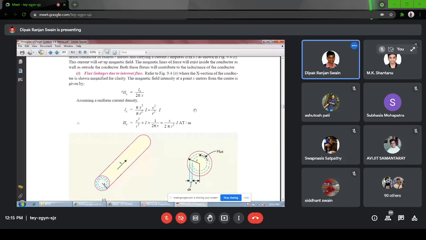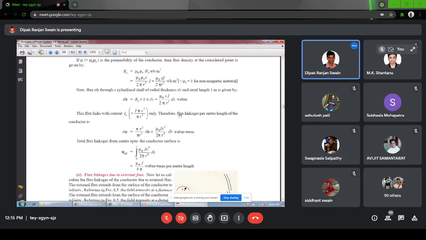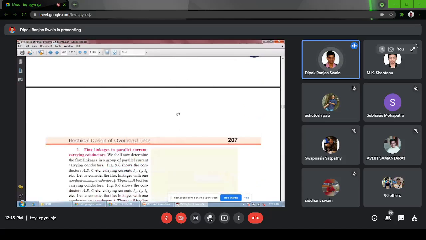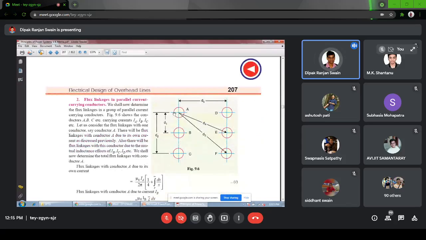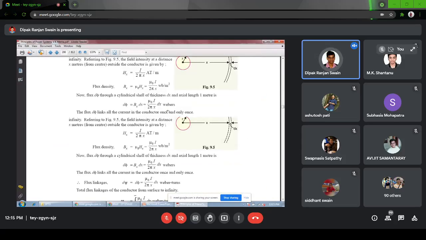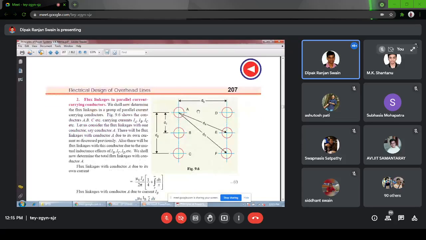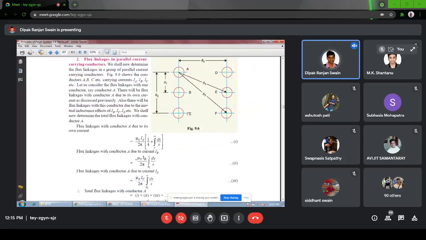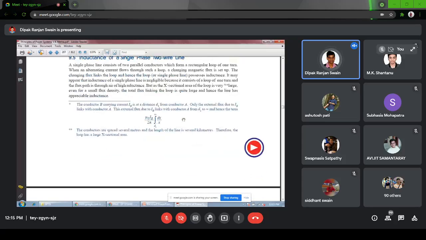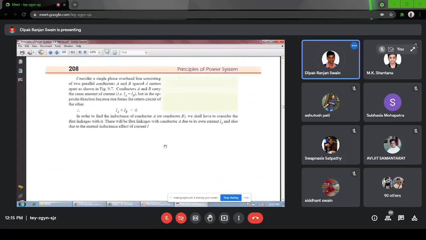All these derivations are there. The initial derivations are the same. As I have told, you have to go for different types of configuration. This is for the first one that we have done. See here, this is a double circuit line. How to calculate it for a double circuit line? The inductance of a single phase two-way system, that we have done.